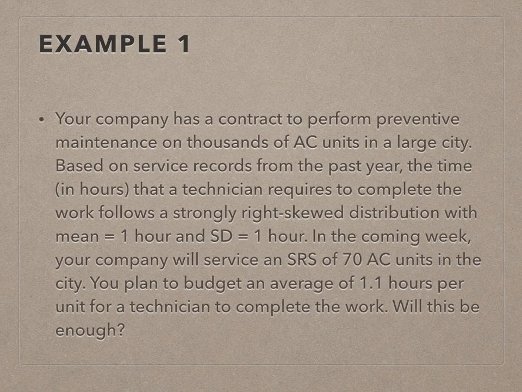So example 1: your company has a contract to perform preventative maintenance on thousands of AC units in a large city. Based on service records from the past year, the time in hours that a technician requires to complete the work follows a strongly right skewed distribution, aka not normal, with a mean of 1 hour and a standard deviation of 1 hour. In the coming week, your company will service an SRS of 70 AC units in the city. You plan to budget an average of 1.1 hours per unit for a technician to complete the work. Will this be enough? Well, let's check it out.